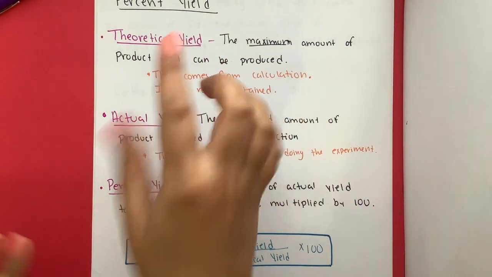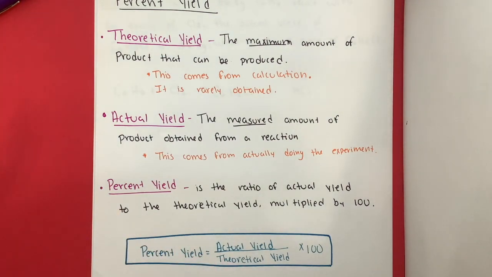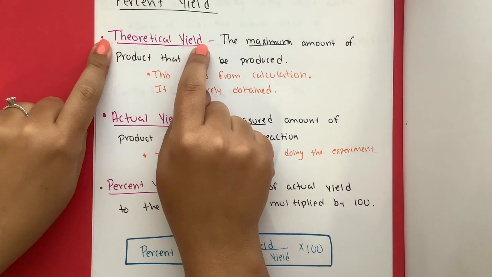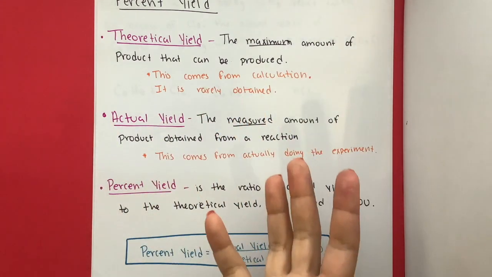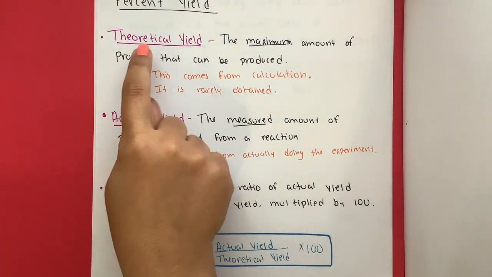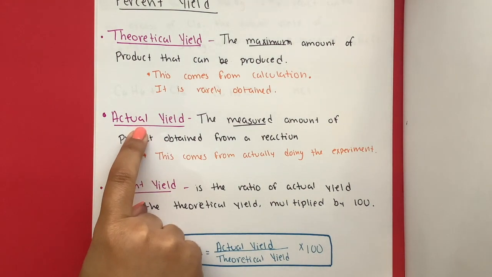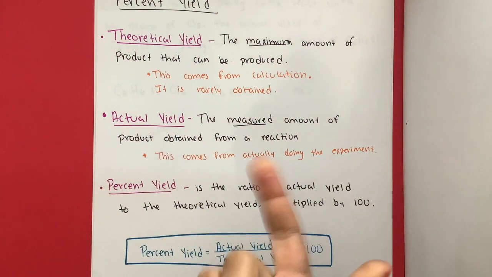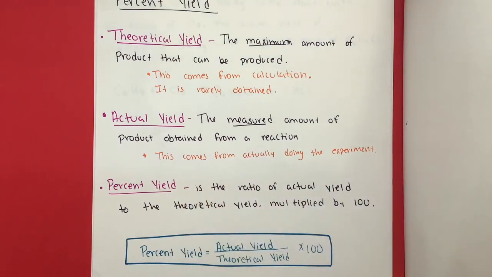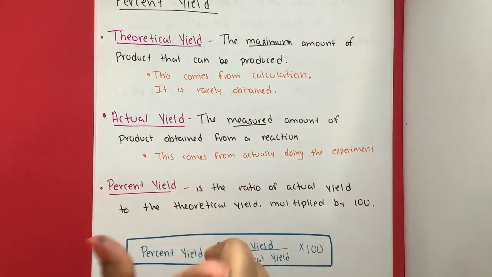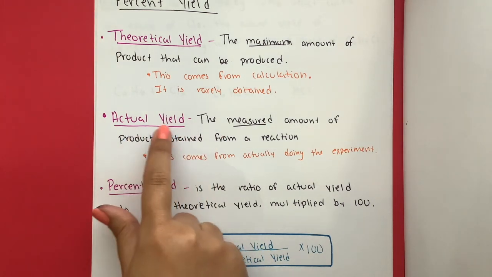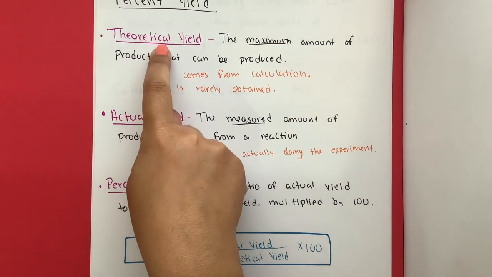For example, I love cookies. Let's say you buy a cookie dough, and in the box, it tells you your theoretical yield is 24 cookies. They're not the ones that are pre-cut. So your theoretical yield is 24 cookies. But in your actual yield, you make less. You make 20, you make 23. Actual yield is always going to be less than your theoretical yield.